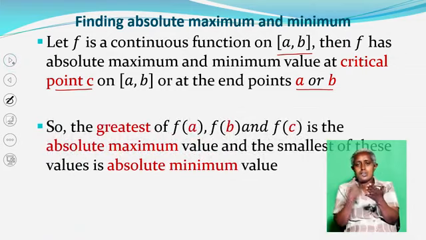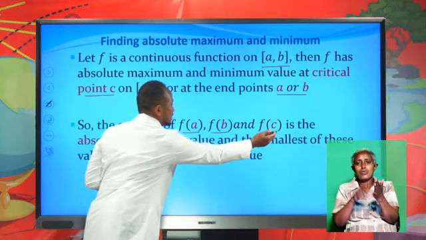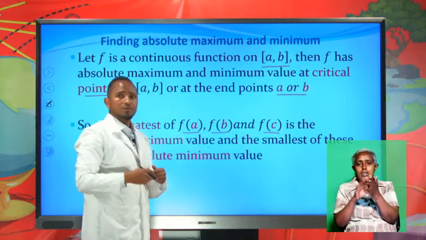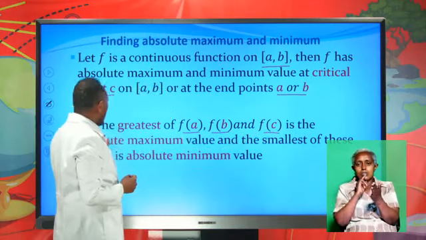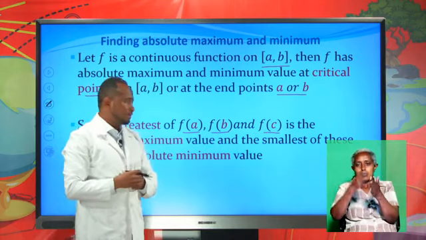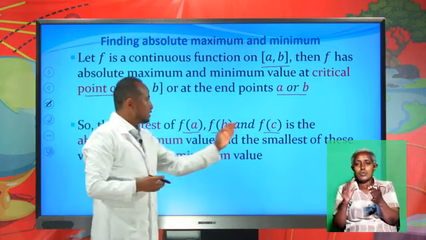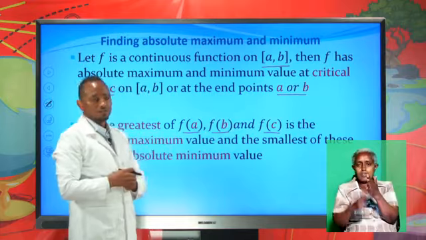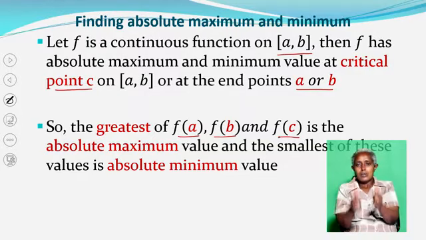So here, the greatest of the functional values at the end points or at the critical numbers, we call the absolute maximum value on that interval, and the smallest of these functional values is the absolute minimum value of that function. Now let's see an example for this concept.